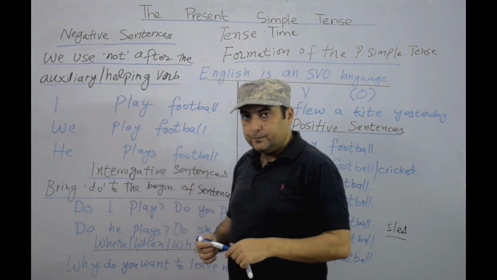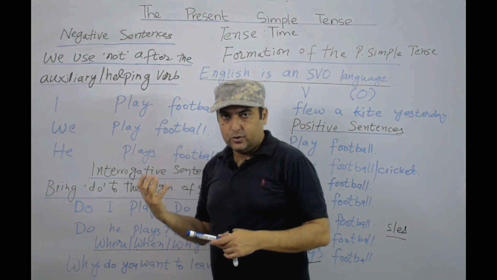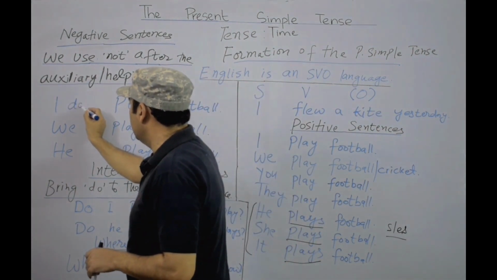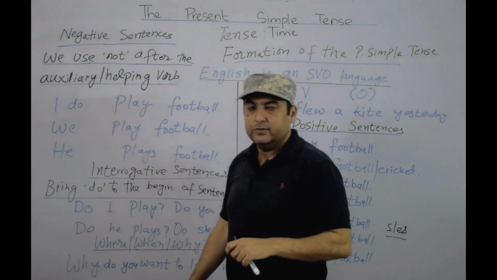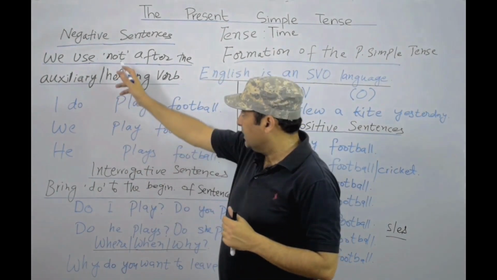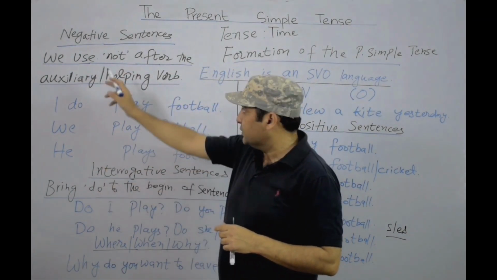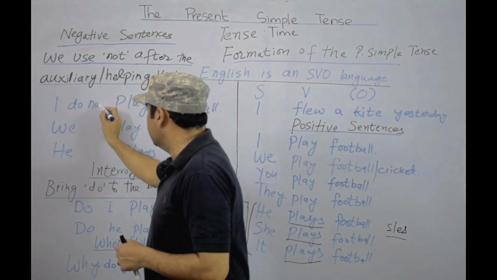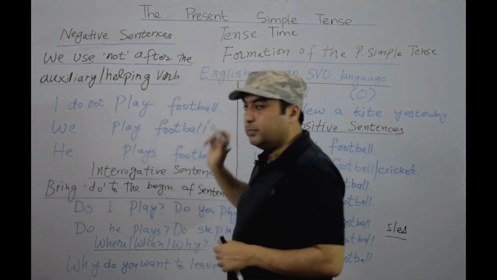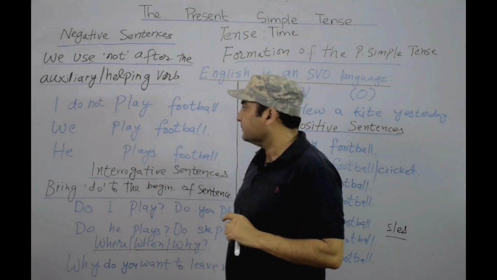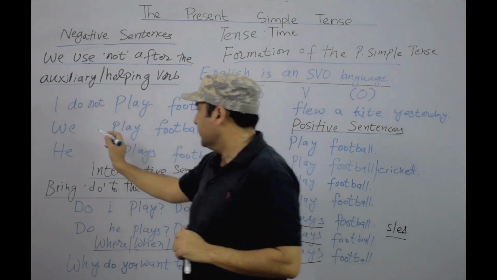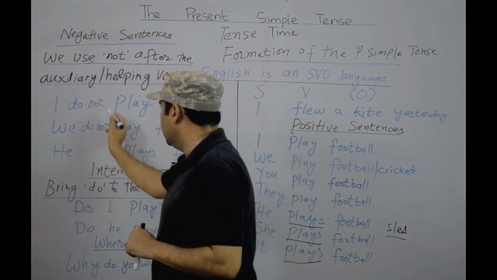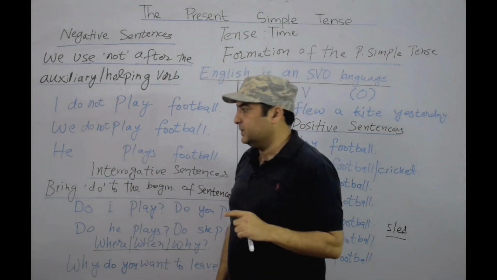So what we do, we introduce an auxiliary here, and that auxiliary here is do. So I introduce do here, and I follow this rule now. So we use not after the auxiliary. So here the sentence becomes I do not play football, for example. And here the same, we do not play football. And short it can be don't.